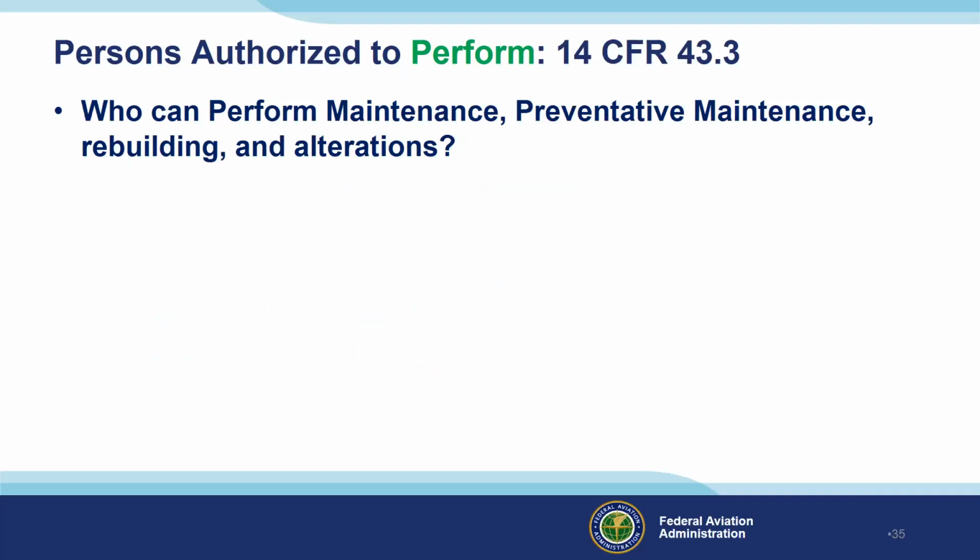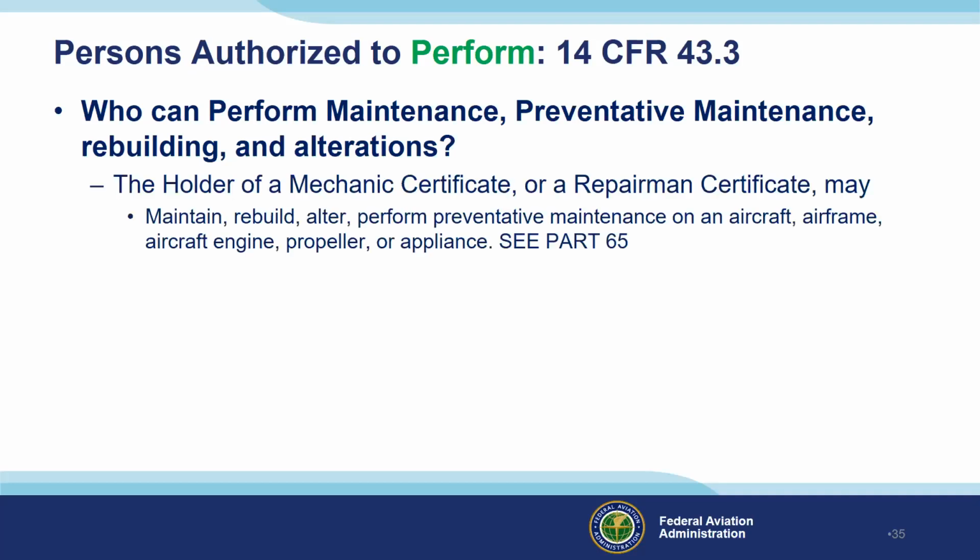Persons authorized to perform maintenance, preventative maintenance, rebuilding, and alterations in 43.3. These are the folks that can do maintenance, preventative maintenance, rebuilding, and alterations. Holder of a mechanic certificate or a repairman certificate. Reference Part 65 for the privileges and limitations. It provides more information.